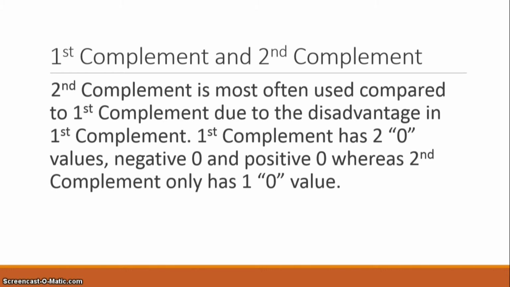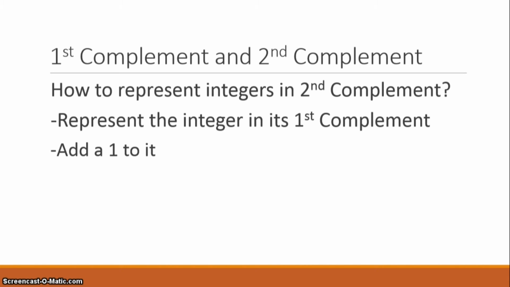Comparing the second complement to the first complement, the second complement is most often used due to a disadvantage in the first complement. The first complement has two 0 values, a negative 0 and a positive 0, whereas the second complement only has one 0 value. So how do we represent integers in the second complement? First, represent the integer in its first complement. After that, you add a 1 to it.